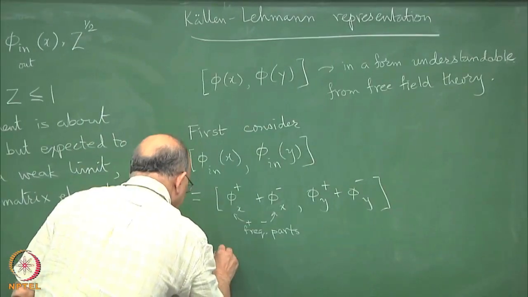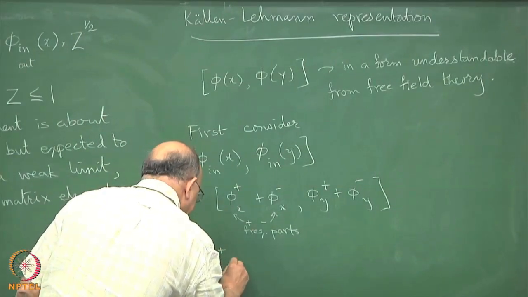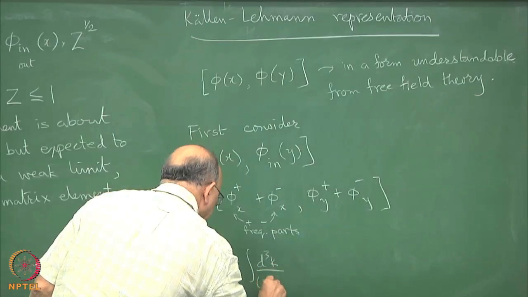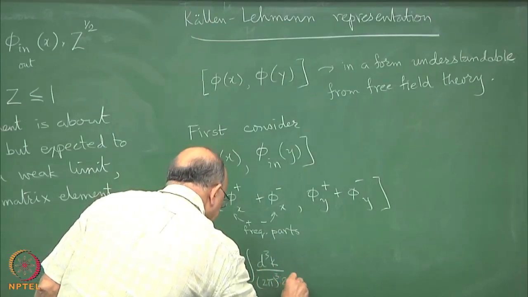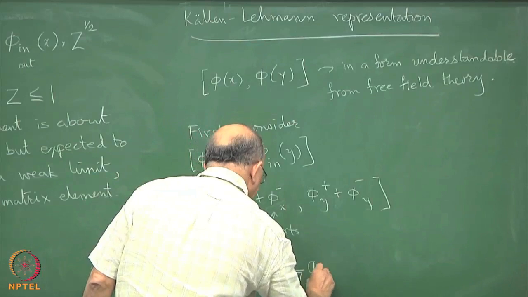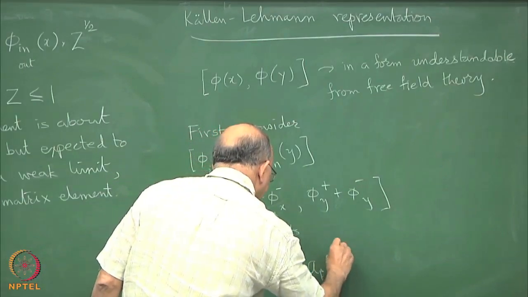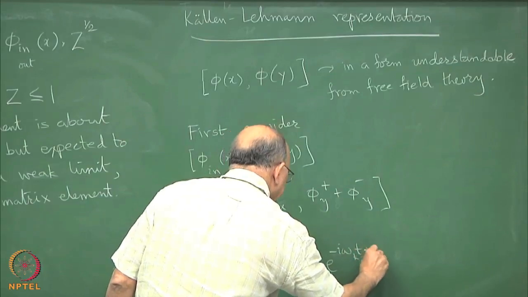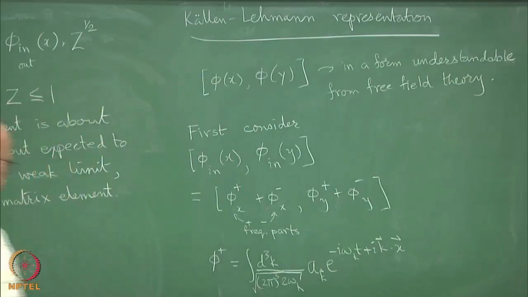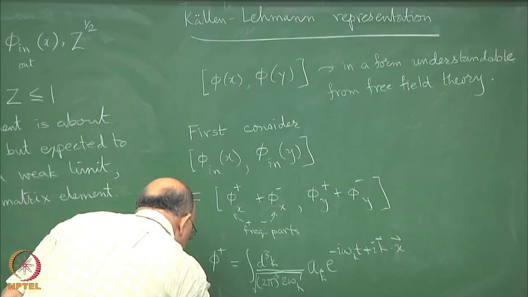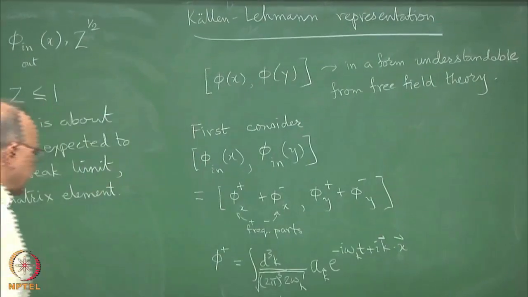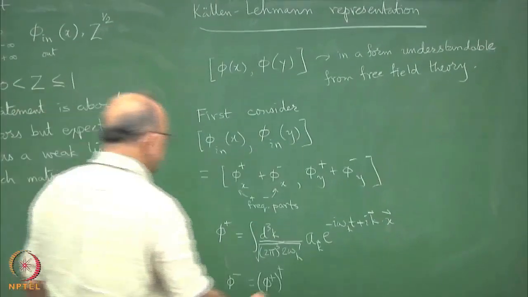Since we have not done field theory fully together, let me say specifically, in my normalization, phi plus is the integral d3k over (2 pi) cubed 2 omega k, everything square root, times a k and times e raised to minus i omega k t plus i k dot x, and phi minus is the dagger of this. This is the plus sign and this is a dagger. So plus just means positive frequency.